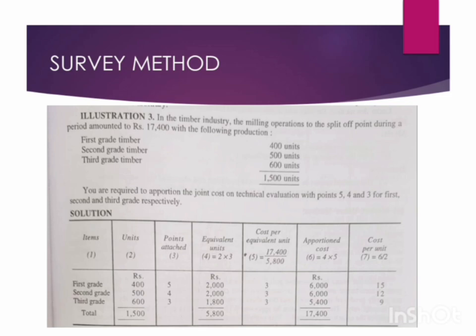Lastly, to find the cost per unit, we have to divide the sixth column by the second column. That is, apportioned cost divided by the units. For first grade, the apportioned cost is 6,000 and the units given in the second column is 400. So 6,000 divided by 400 we get 15. Similarly, 6,000 divided by 500 for second grade we get 12, and 5,400 divided by 600 for third grade we get 9. So this is the solution for the sum under the survey method.